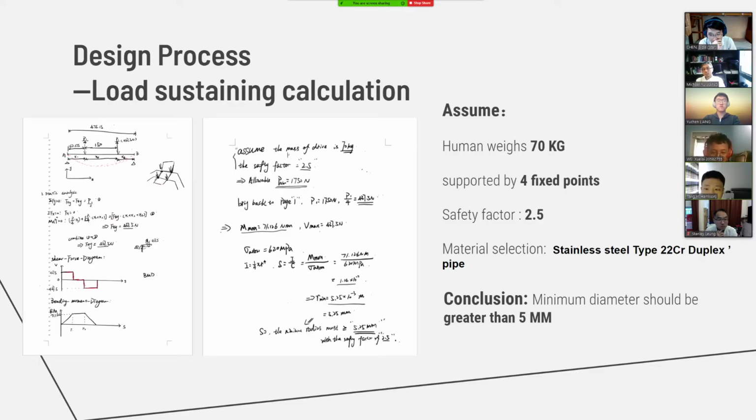In this section, we're going to check whether the structure can sustain the driver's weight and decide the minimum size of the bar. Assuming the human weight is 70 kg, the support is a simple fixed point, the safety factor is 2.5, and the material is stainless steel, after calculation we conclude that the minimum diameter should be greater than 5 millimeters.